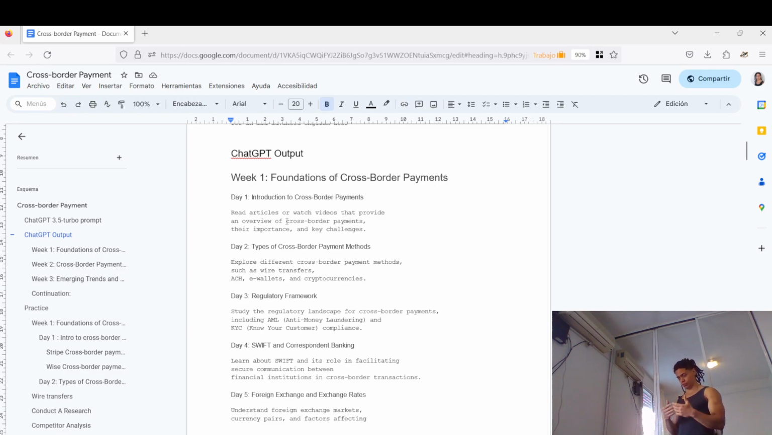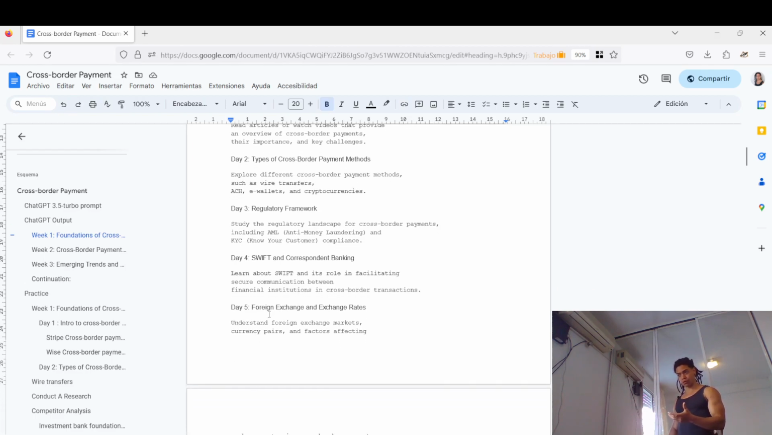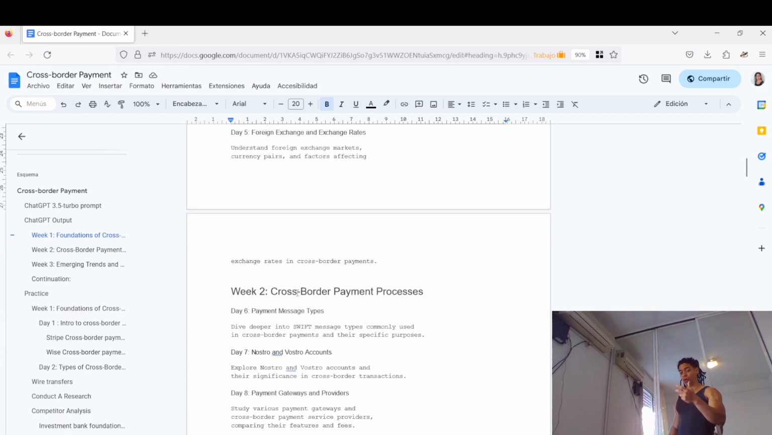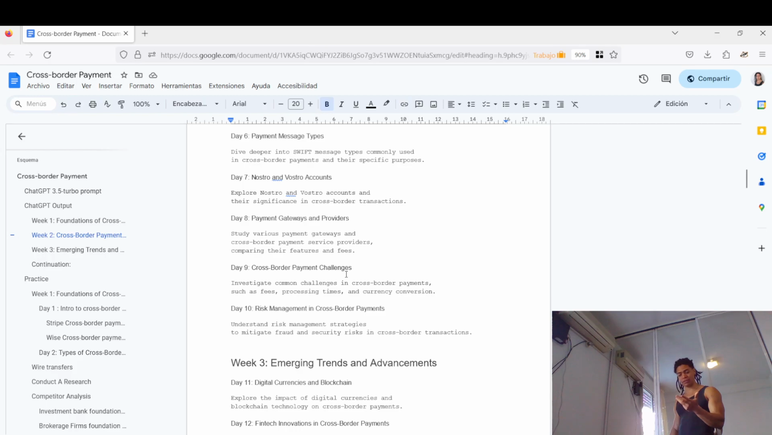Okay, and that is the introduction of cross-border payments, types of cross-border payments, regulatory framework, SWIFT and correspondent banking, foreign exchange and exchange rate. And then week two is cross-border payment processes, payment message types, Nostro and Vostro accounts, payment gateways and providers, cross-border payment challenges, and risk management in cross-border payment.